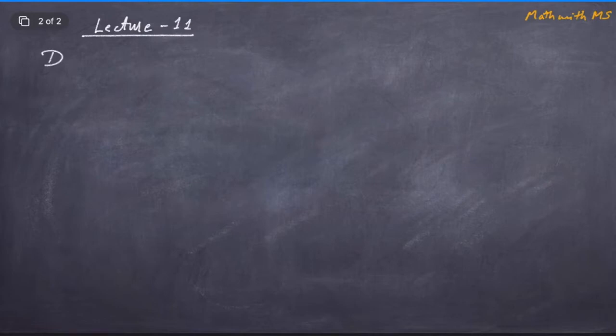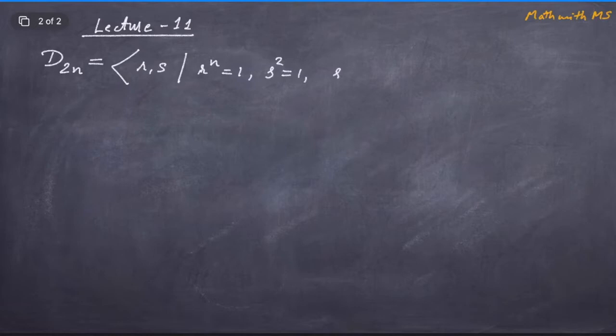We denote it by D2n and it has the following presentation: two generators r and s with the relations r to the power n is 1, s squared is 1, and srs is r inverse. One can think of it as a semi-direct product of a cyclic group of order 2 with a cyclic group of order n, where the action of the cyclic group of order 2 on the cyclic group of order n is as in the third relation. And you can actually list down its elements.